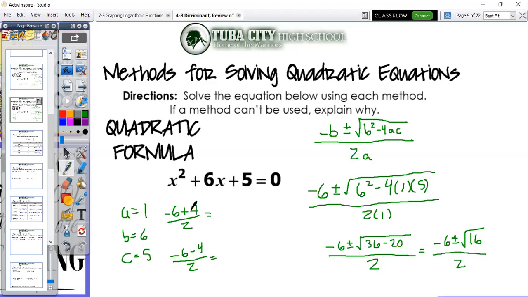So negative 6 plus 4 is negative 2 over 2. Negative 2 over 2, which is negative 1. And negative 6 minus 4. Negative 6 minus 4 is negative 10 over 2, which if I were to divide negative 10 by 2, I get negative 5. And again, we get our solution of negative 1 and negative 5.